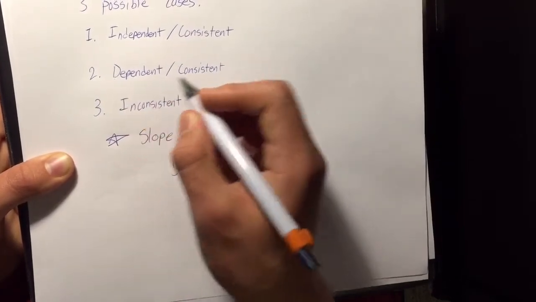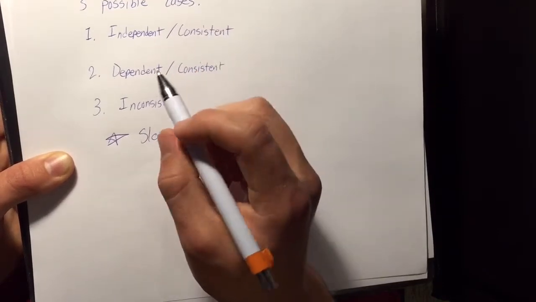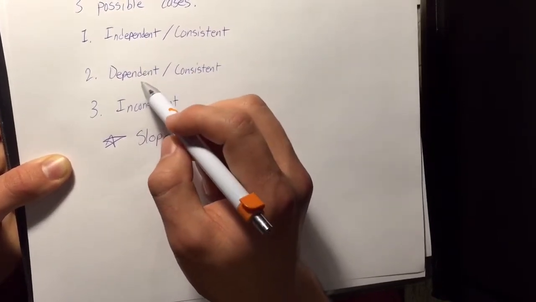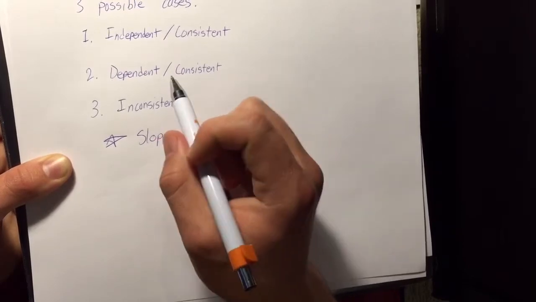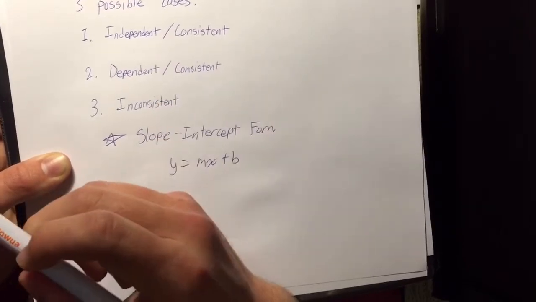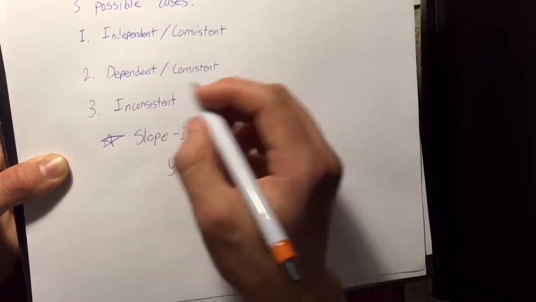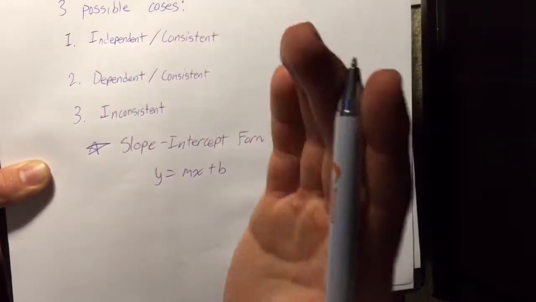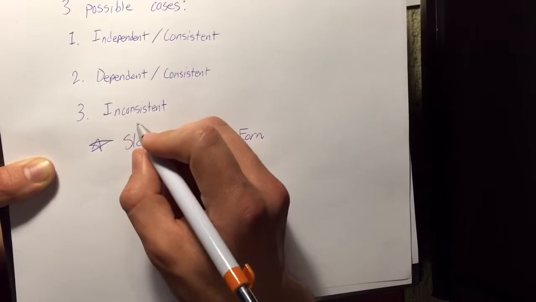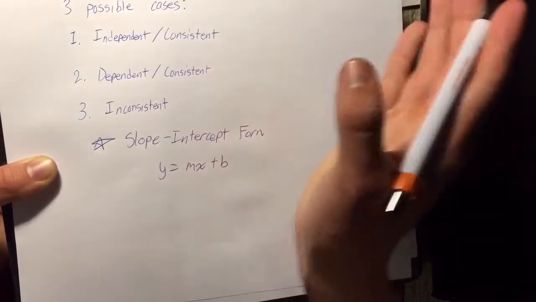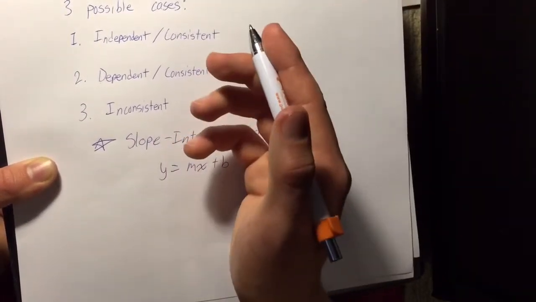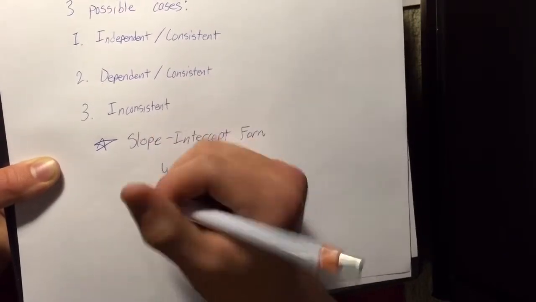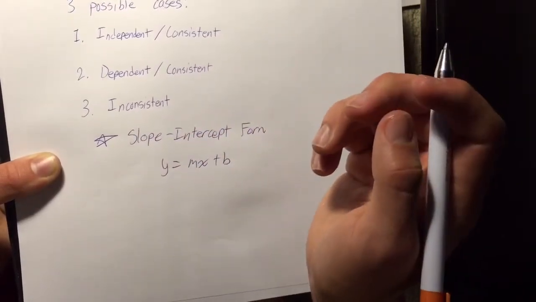Then we have dependent and consistent systems of equations, which means that they have the same slope and the same y-intercept, which means it's the same line, so both equations will equal the same line, meaning that there's an infinite amount of solutions. Inconsistent is when you have two parallel lines, and how you get two parallel lines is if they have the same slope and a different y-intercept.